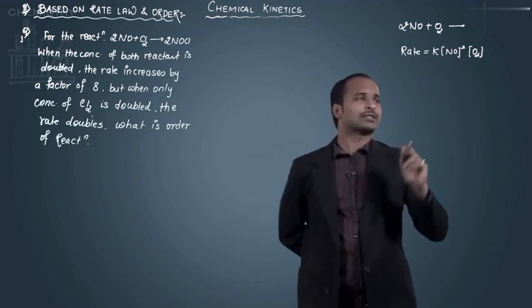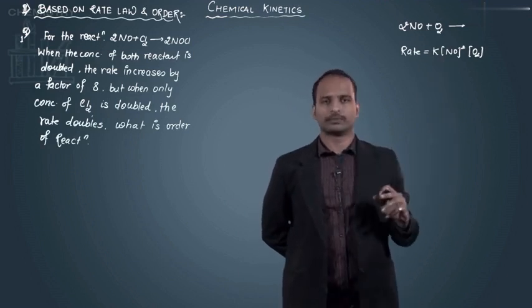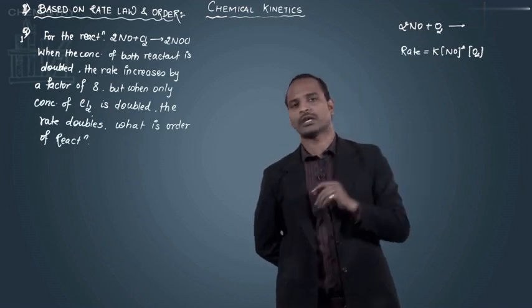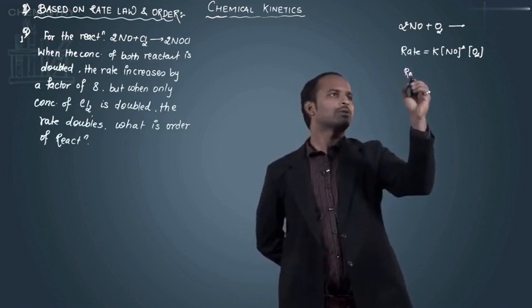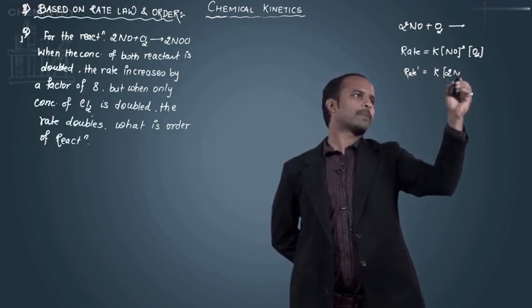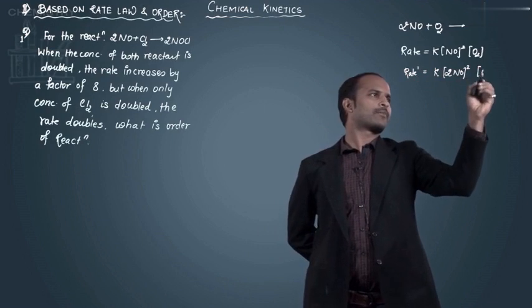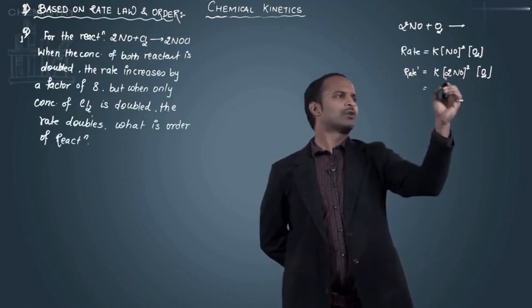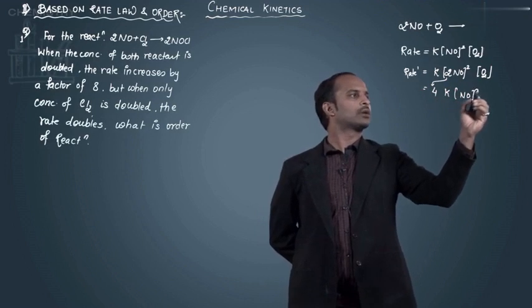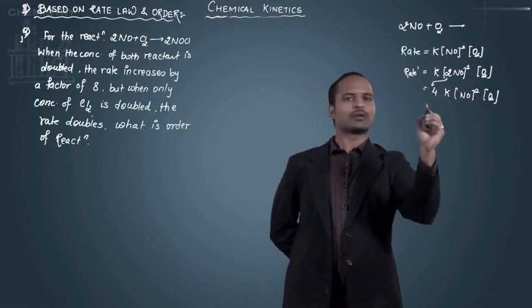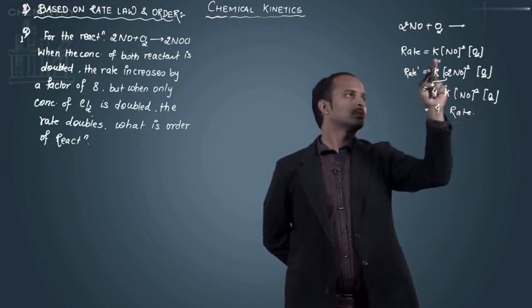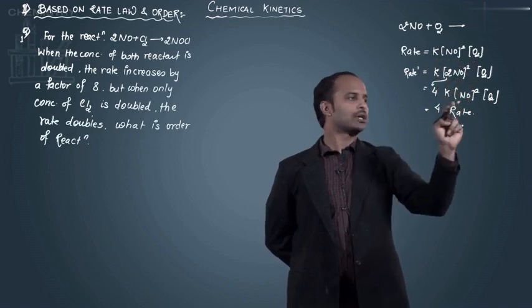That time I said that if I'm doubling the concentration of NO, then how it affects the rate of reaction. So if I'm doubling the concentration of NO, rate dash will be equal to K into double of NO. Just NO is doubled. So what number is coming outside? 4. That is 4 into K into NO whole square and into O2. Since 4 comes outside, I can say that it is going to be 4 times the rate of reaction, because this is nothing but the original rate.